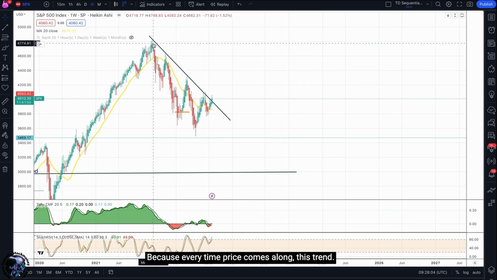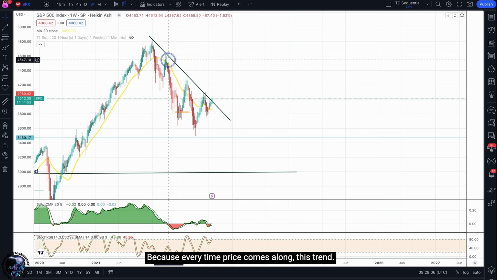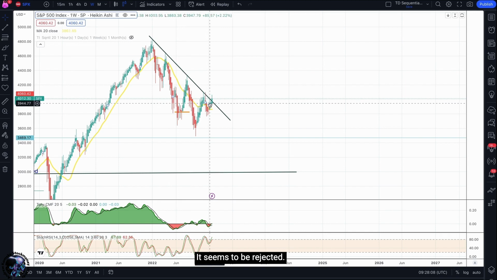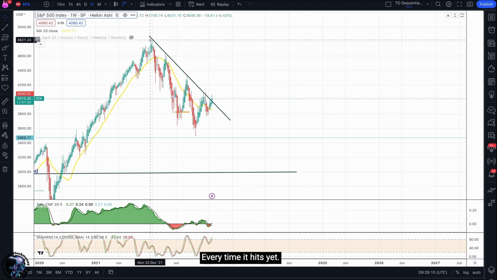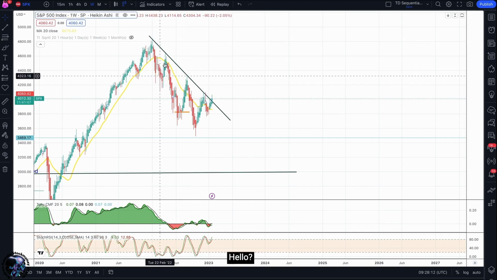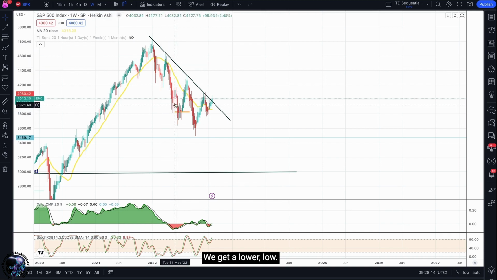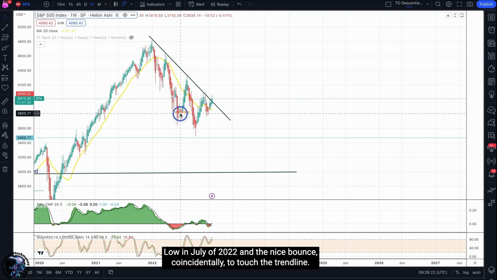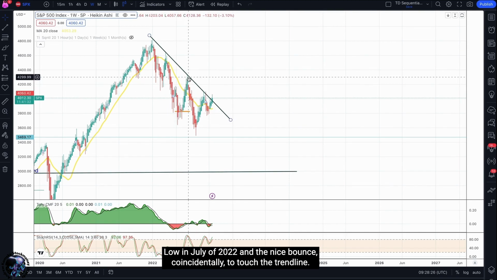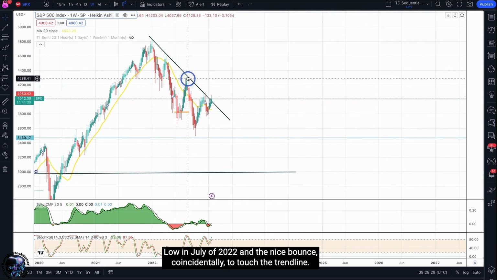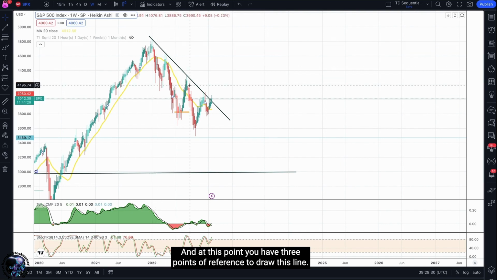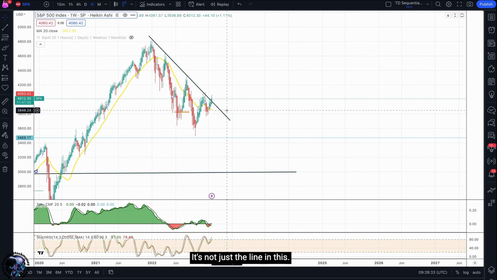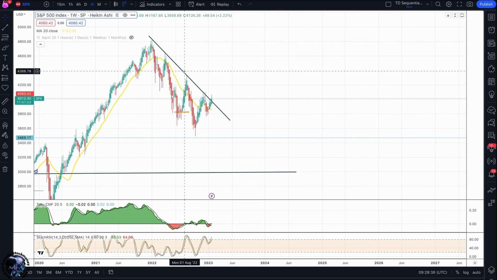And why do I see a resistance line? Because every time price comes along this trend, it seems to be rejected. Every time it hits here, we get a low, we get a bounce, we get a lower low than the previous. Lower lows are signaling bearishness. We found a low in July of 2022 and a nice bounce coincidentally to touch the trend line. And at this point, you have 3 points of reference to draw this line. It's not just a line, it's a good line to draw, you know.